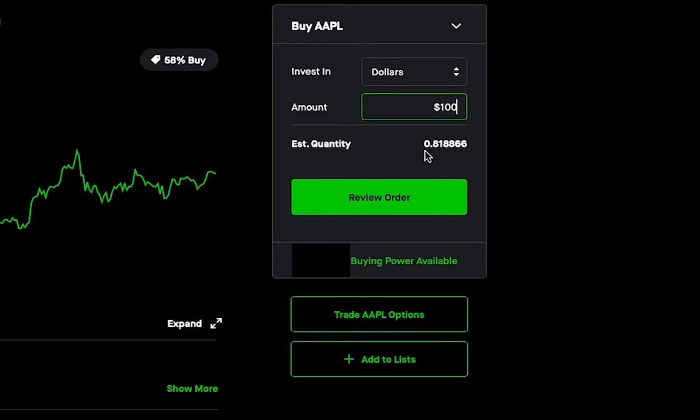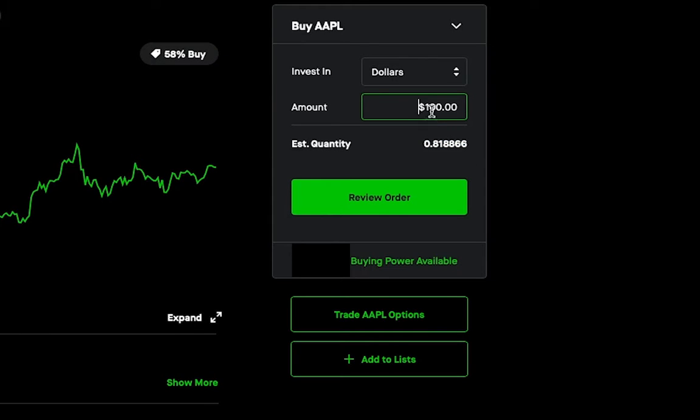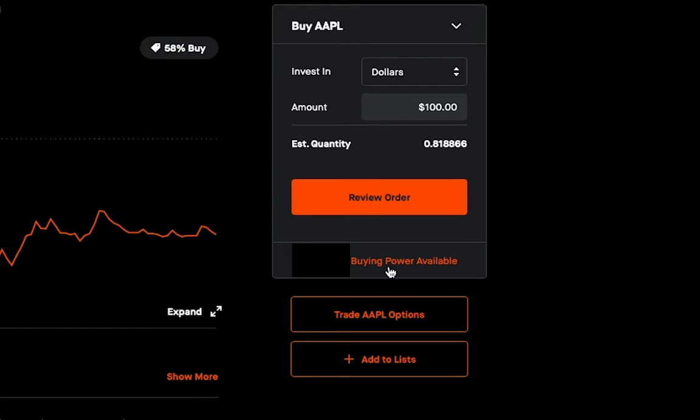Now it brings up our estimated quantity of 0.818886, whatever. This is the share amount that we have of Apple. This is what $100 will get us of Apple. And literally all you would have to do after this is type in your $100 and click review order. Now this is probably going to submit as a limit order. I'm not going to get into the different order types because you're probably not too crazy about what price you get in at exactly.